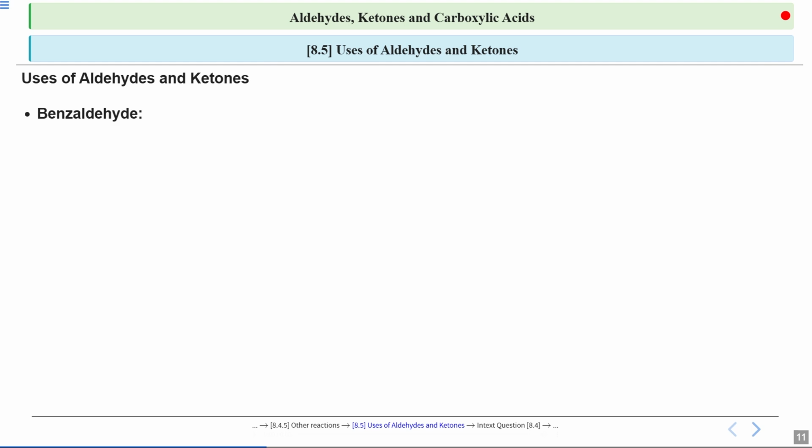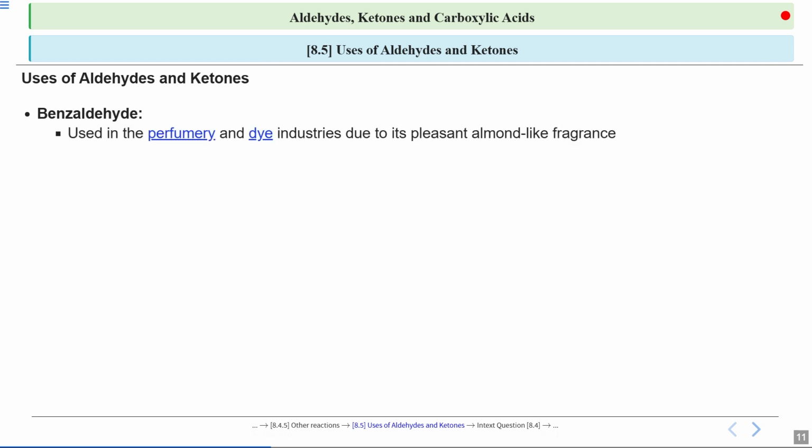Next, we will see about benzaldehyde. Now, benzaldehyde, its almond-like fragrance makes it a popular choice in the perfumery industry. Because of this good fragrance which it has, it is a popular choice in the perfume industry, where it is used to create pleasant scents, and additionally, it is utilized in the dye industry.